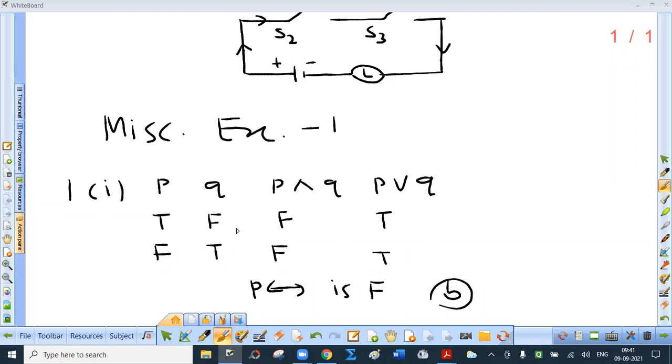Now options, P or Q. It is true. P biconditional Q is false. So B seems to be the correct one. If you check C and D, actually for D, for one combination it is true, for the other it is false. But for both it is not false. That is not true. So we say that B is the correct option for the first one.